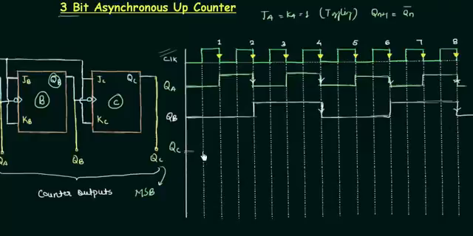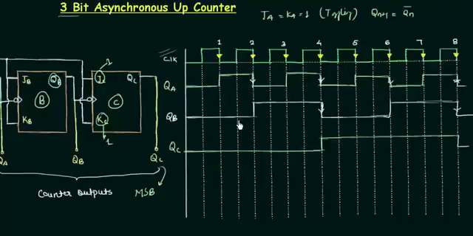It is low initially, so it will go low till this falling edge, and because of toggling, because JC is equal to 1 and KC is also equal to 1, we have toggling, and then toggling will give us a high signal after this falling edge, and it will go high till this falling edge and then low. So in this way we can plot QA, QB and QC.